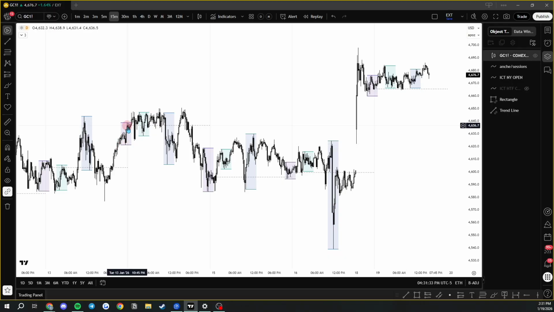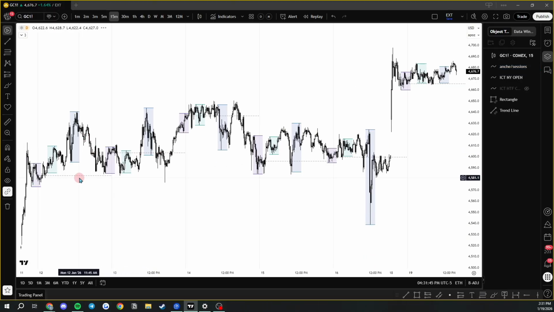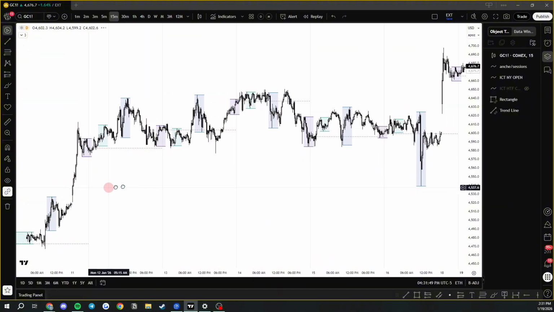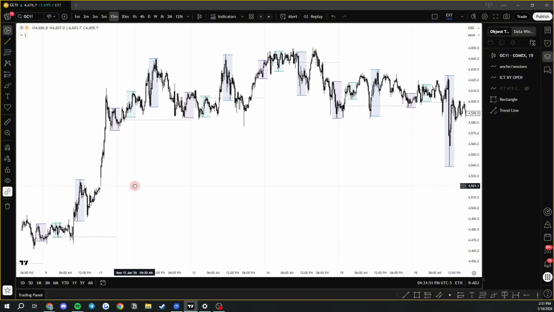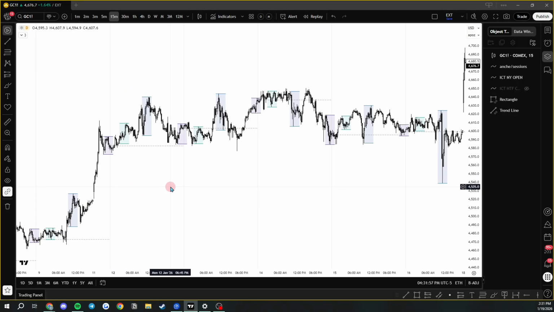Does Asia, does the purple one look like the session that you guys would want to be trading mostly? Is it London? Is it New York? And you kind of play this game where you're looking at the past few days. What session has been the most reliable? Yep, there you go. New York. New York has the bigger moves.